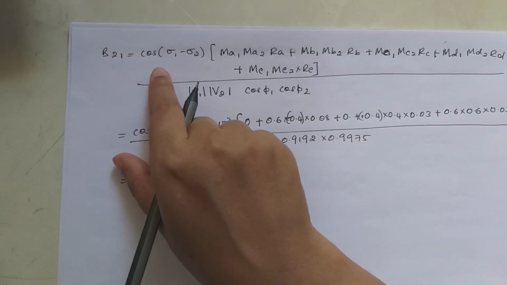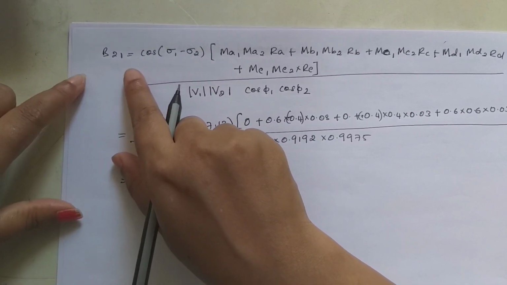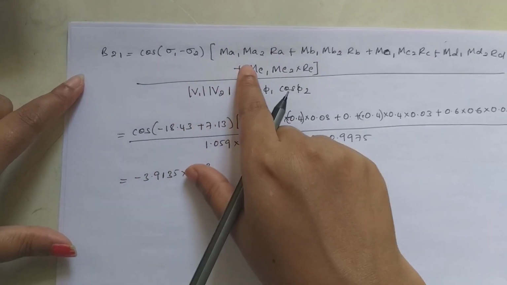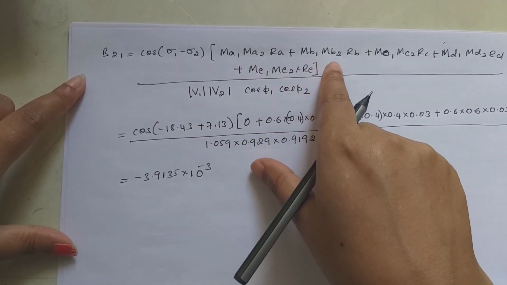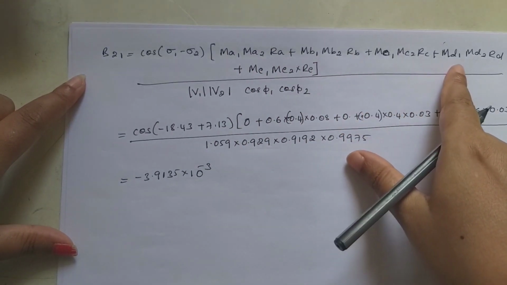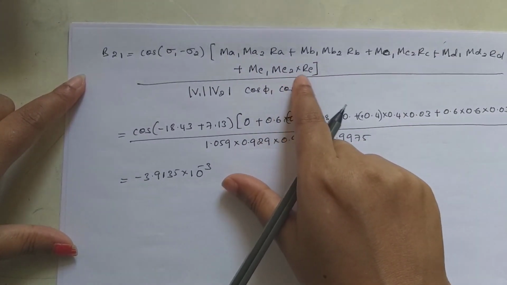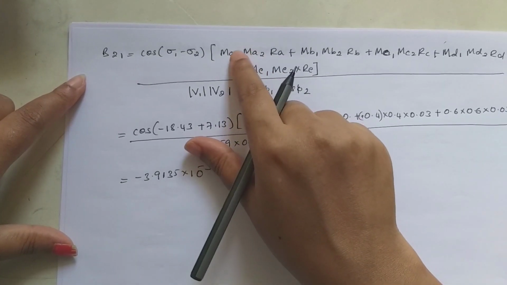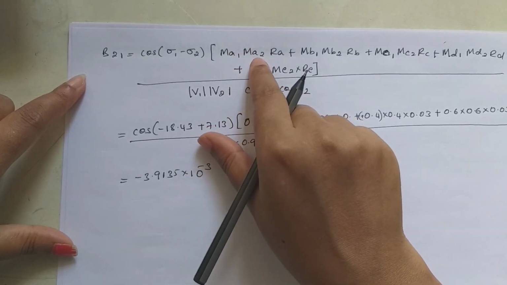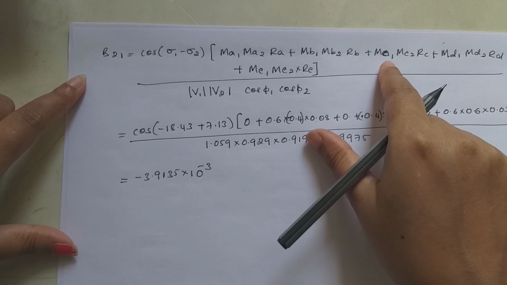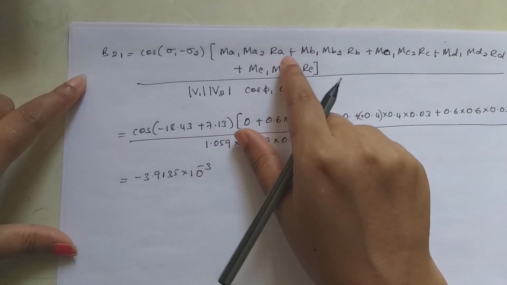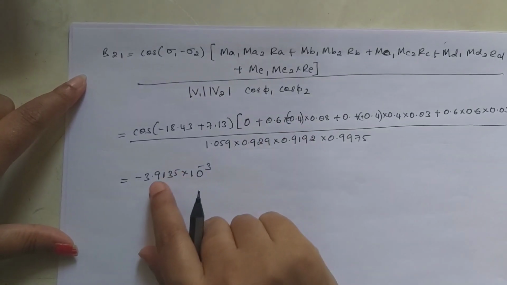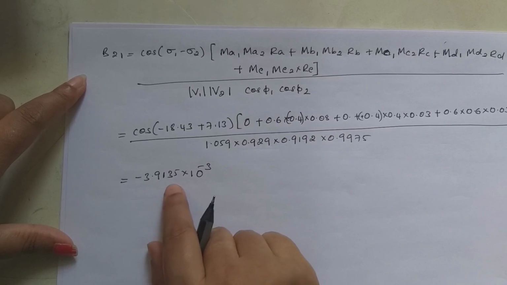Similarly, beta 21, which is equal to beta 12, or B21 is equal to B12, which is equal to cos(sigma 1 minus sigma 2) into MA1 MA2 RA plus MB1 MB2 RB plus MC1 MC2 RC plus MD1 MD2 RD plus ME1 ME2 RE, whole divided by V1 V2 cos phi 1 cos phi 2. In the first term here MA2 is 0 and MC1 is 0, so this will be 0, and here MB2 is minus 0.4. So we get the final answer, minus 3.9135.